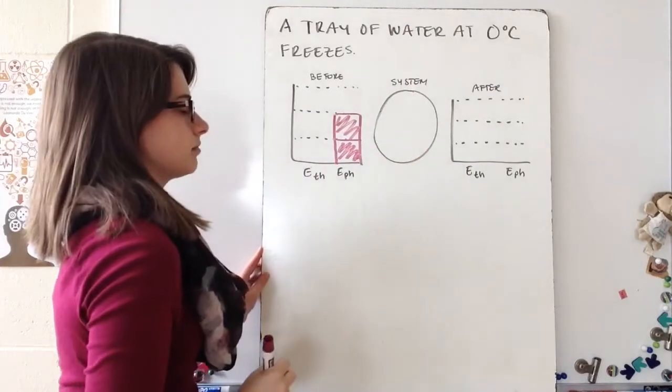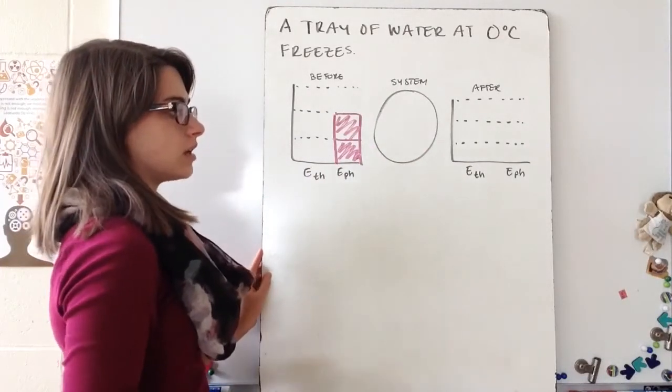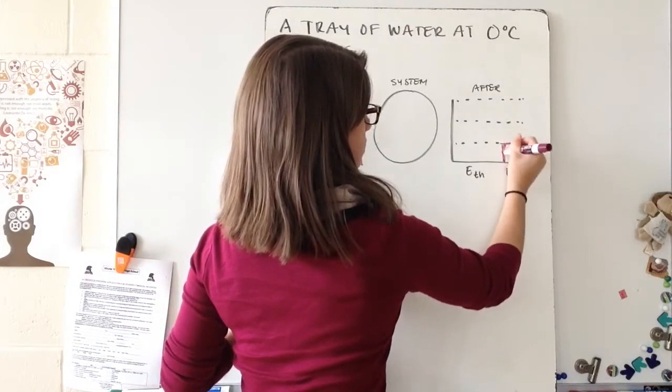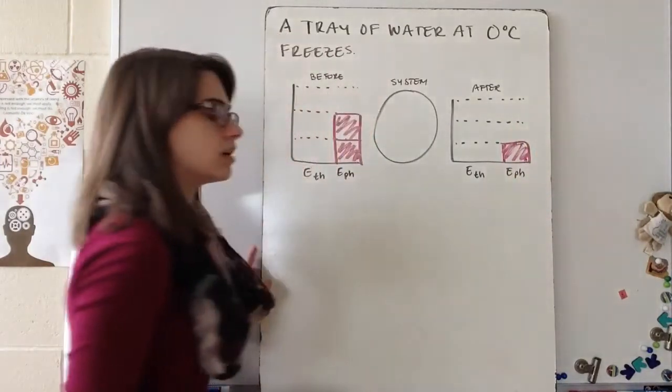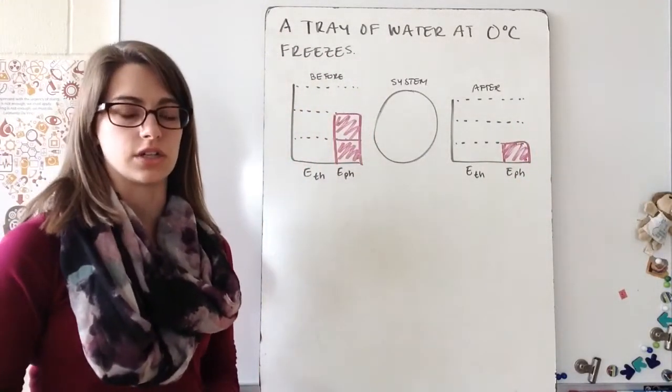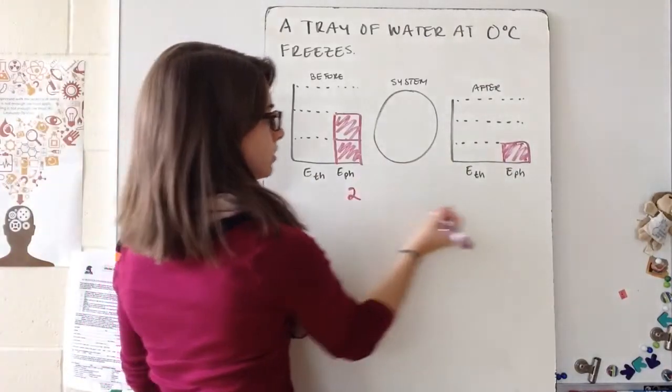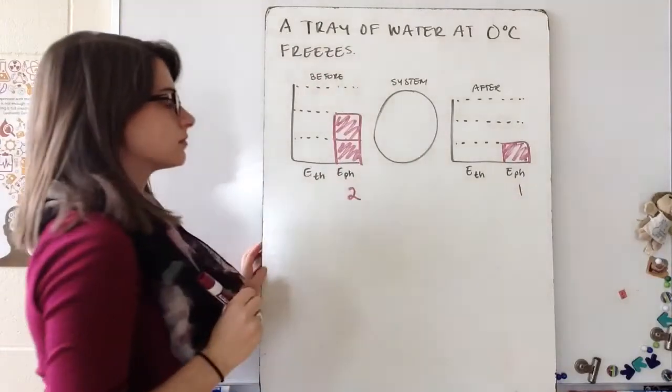of phase energy. And since it's freezing, we know that it's going to a solid. So we're going to say that it has only 1 bar of phase energy, because we know that a solid has less phase energy than a liquid. So we're going from 2 to 1.